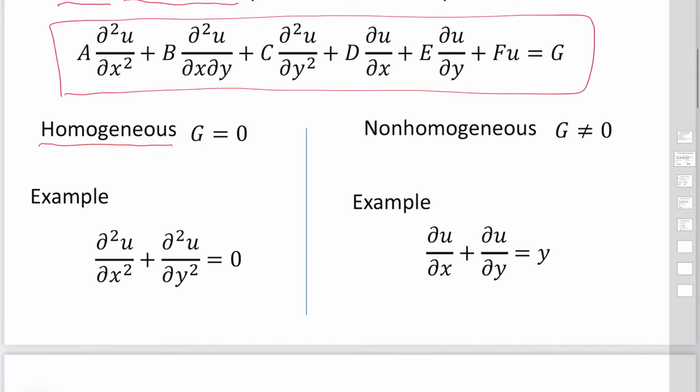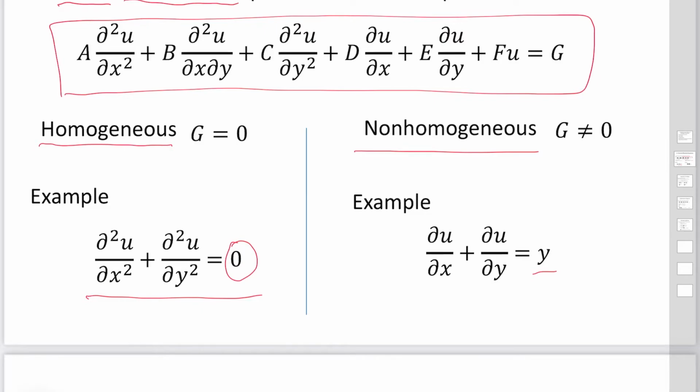The example is the second derivative of u with respect to x plus second derivative of u with respect to y equals 0. This is a homogeneous differential equation because the right hand side is 0. If g is not 0, we call it a non-homogeneous partial differential equation. Example is the first derivative of u with respect to x plus first derivative of u with respect to y equals y. So g is not 0. So this equation is a non-homogeneous partial differential equation.